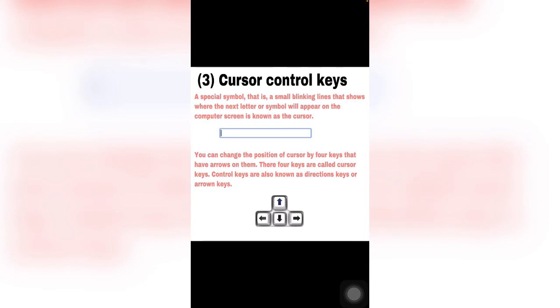You can see in this picture, in this format, you can change the position of the cursor by 4 keys that have arrows on them. Yes, we can change this cursor position with the help of these 4 keys, and these keys are also called arrow keys. Why are they called arrow keys? Because they move the arrow of the cursor, and the mouse is not needed. So cursor control keys are also known as direction keys or arrow keys, because they show a direction to the cursor and also show an arrow on the computer display. That's why they are also called direction keys and arrow keys.